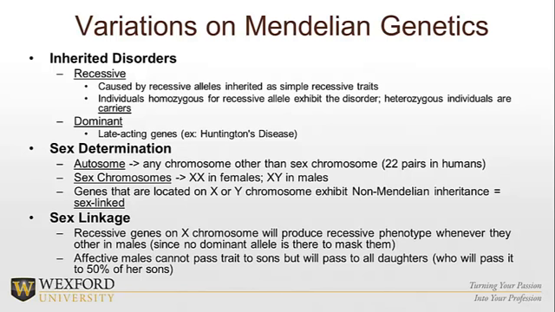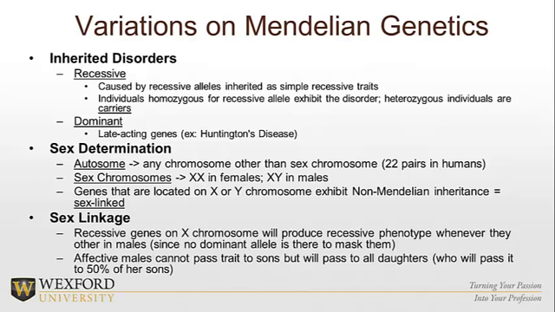A dominant disease means that you automatically have the disease if you have that dominant allele. Typically, they are late acting. Otherwise, if they're a traumatic disease, obviously you wouldn't survive early in life. The only time we tend to see dominant disorders, inherited disorders, are when they're late acting, like Huntington's.